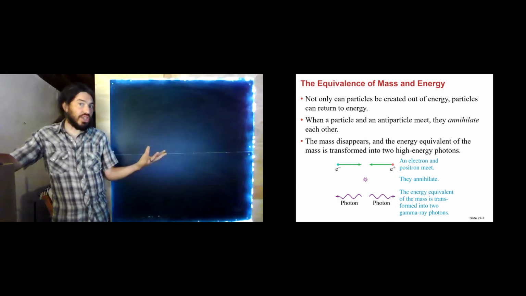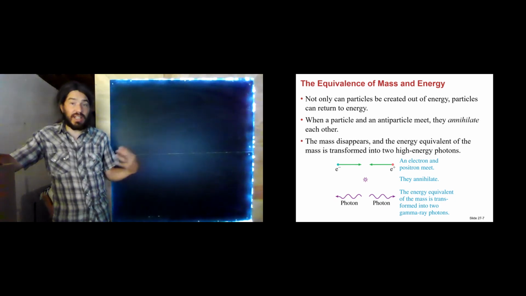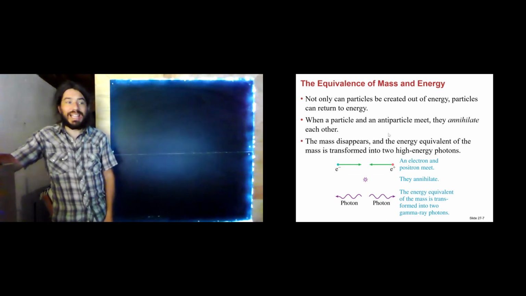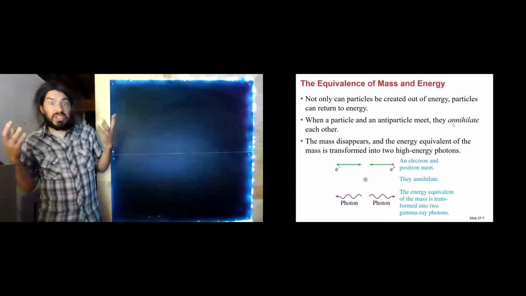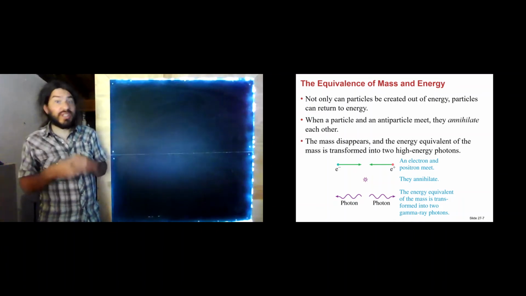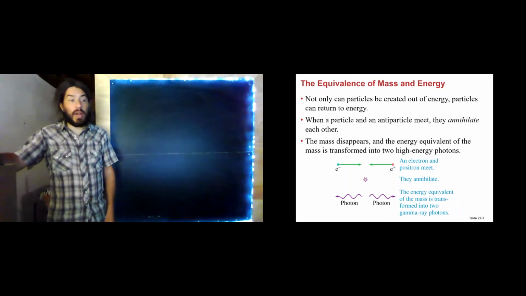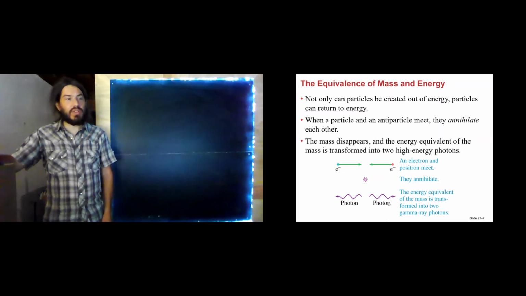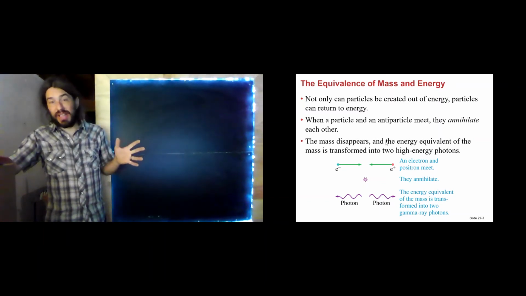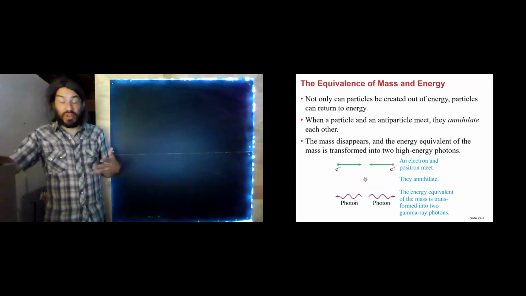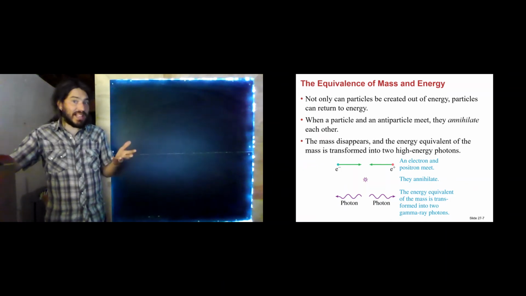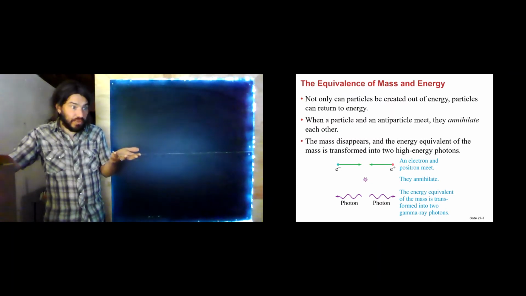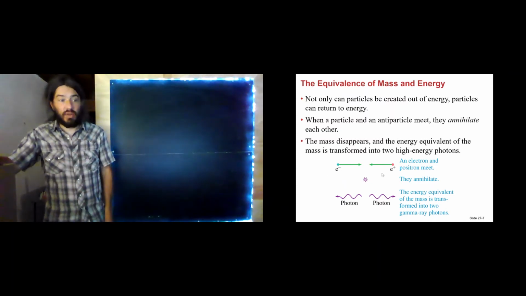Particles, mass, can become energy, or energy can become mass. So anytime a particle and an antiparticle meet, they annihilate each other. What does that mean? It means that they destroy each other, and the result is just energy, usually in the form of a photon or multiple photons. So the mass disappears, and the energy equivalent of the mass is transformed into 2 high-energy photons. So we went from having mass, a physical, tangible thing, to pure energy in the form of a photon.